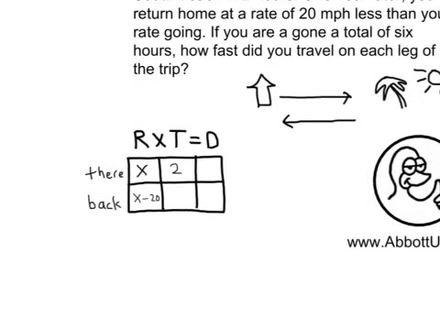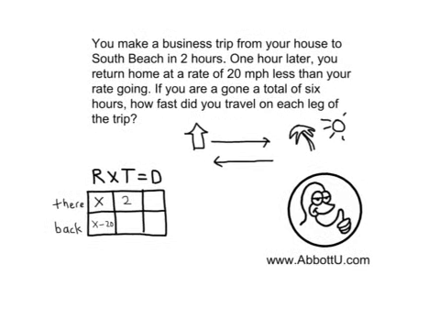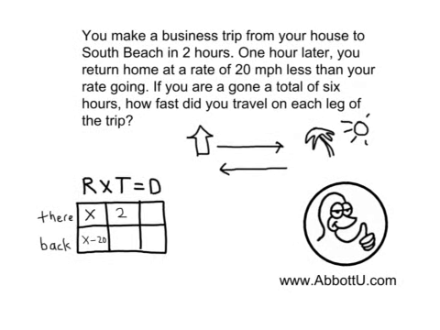Alright, now here's where you have to be kind of careful because they have some sneaky stuff going on in this word problem where it says you're gone for a total of 6 hours. Well, just by saying you're gone for a total of 6 hours, it might be tempting to be like, alright, well it took you 2 hours to get there, so if you're gone for a total of 6 hours, then it must have taken you 4 hours to come back, right? That would be pretty intelligent.